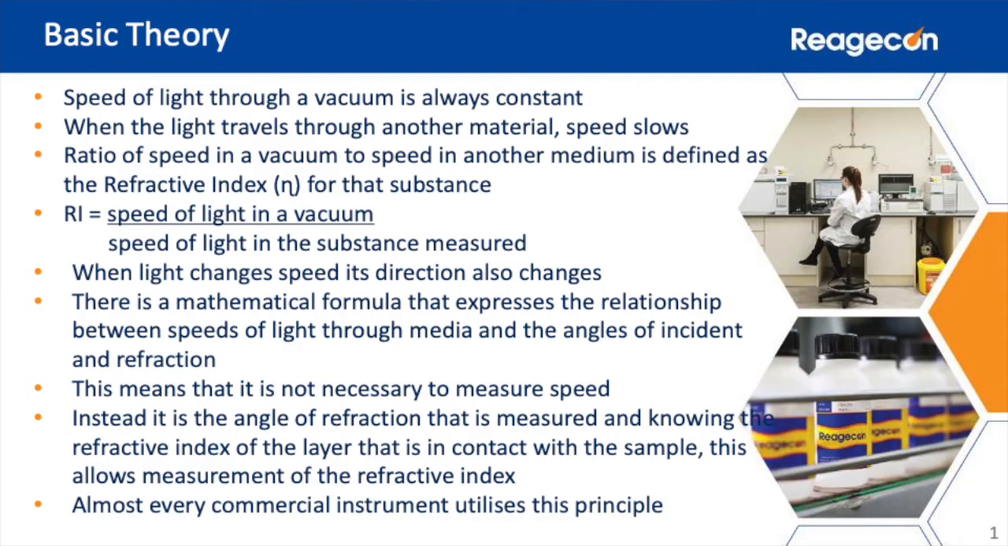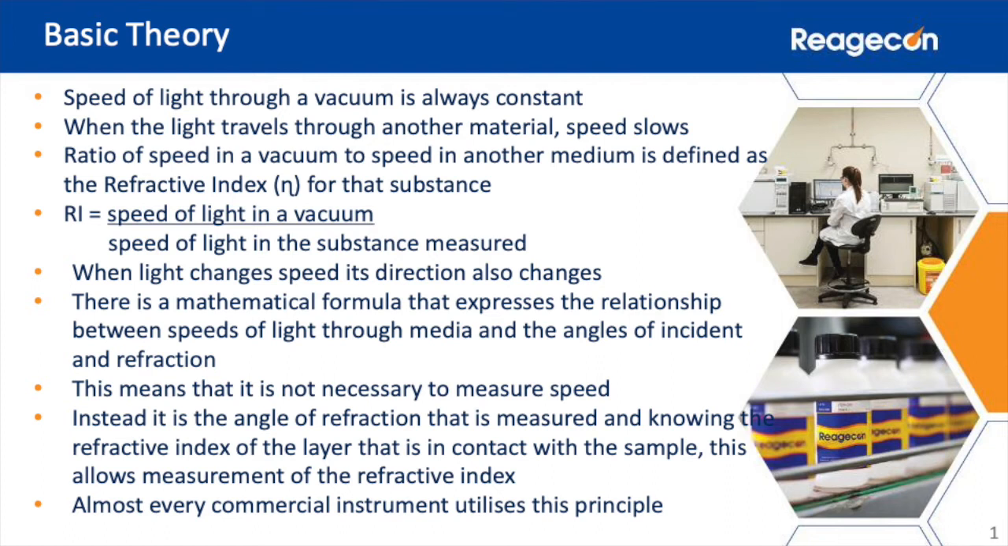First of all, let us look at the theory of refractive index. The speed of light travelling through a vacuum is always the same. When light moves through another medium, its speed slows down because the light is being constantly absorbed and re-emitted by atoms within the material through which the light is travelling. The ratio of the speed of light in a vacuum to the speed of light in another substance is defined as the refractive index for that substance.